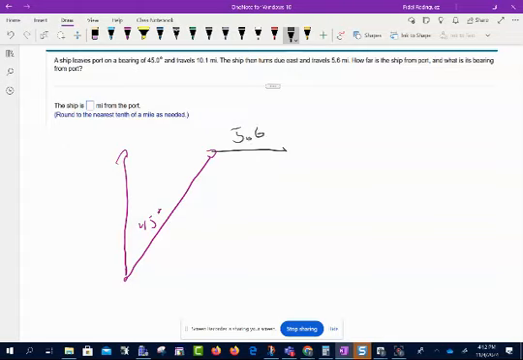We want to know how far is the ship from the port. So, y'all, we are looking for that distance right there. We also know that we traveled 10.1 miles. Okay. So, y'all, a couple things I'm going to do here. Well, you notice we got a right triangle.